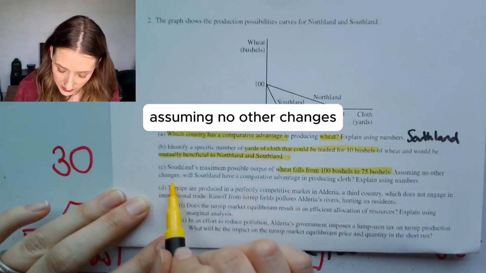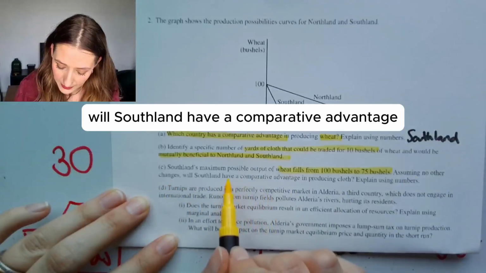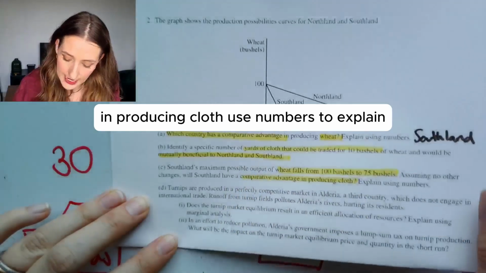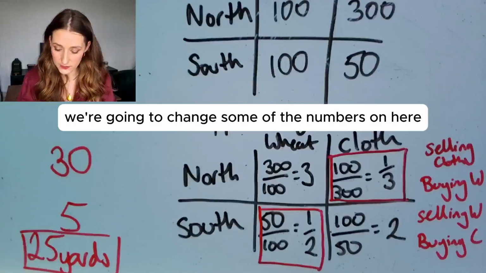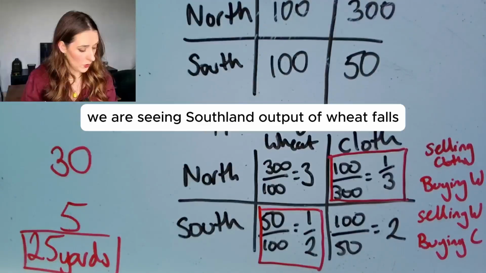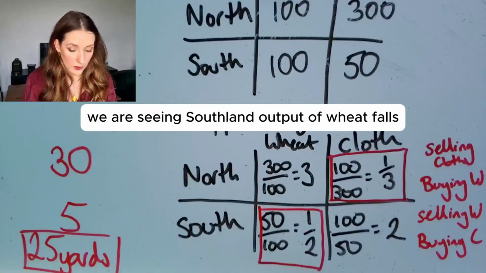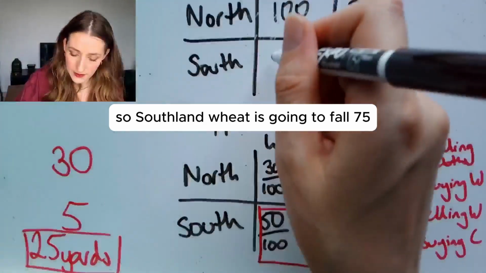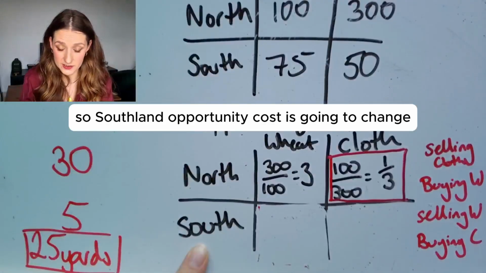Assuming no other changes, will Southland have a comparative advantage in producing cloth? Use numbers to explain. We're going to change some of the numbers on here. We are seeing Southland output of wheat falls. So Southland wheat is going to fall to 75. So Southland's opportunity cost is going to change.